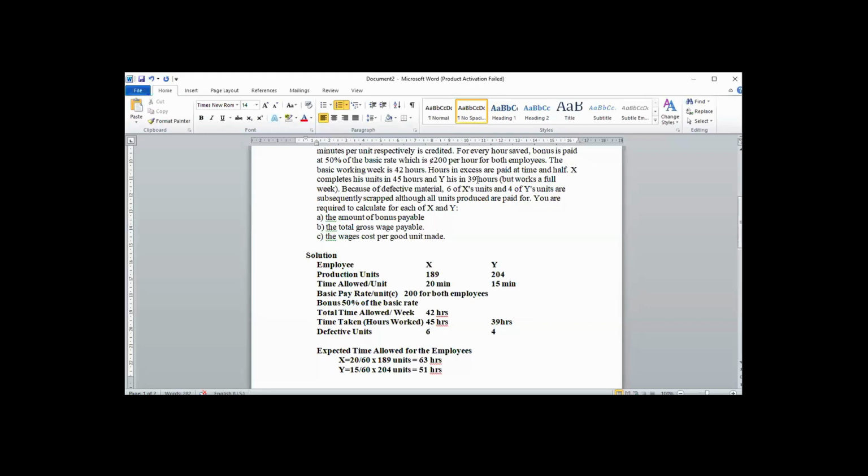Have we been able to solve the question that X was supposed to work 63 hours but ended up working 45 hours, and Y was supposed to work 51 hours but ended up working 39 hours? Have they saved time or not? They have saved time. Can we use that to calculate the bonus for them? We can, sir.